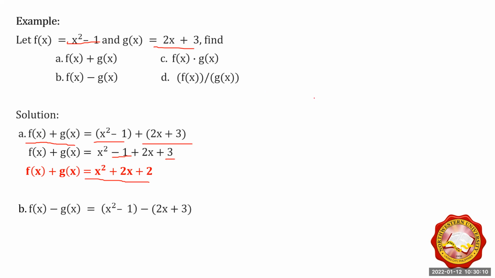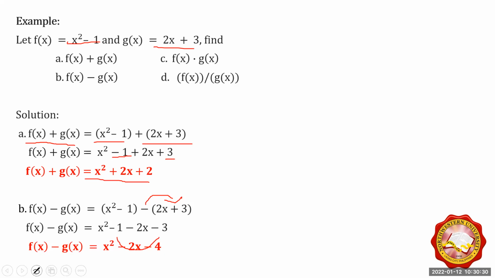Now, if it's subtraction naman, it's the same case. But make sure nga this one would change to negative. Okay? So that you could have negative 1 minus 3 by combining like terms. And that's just negative 4.